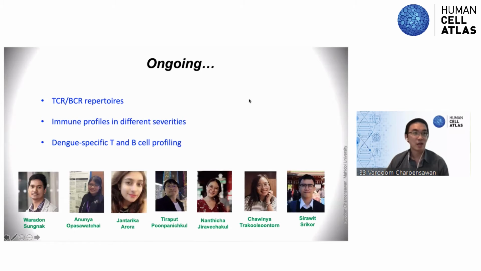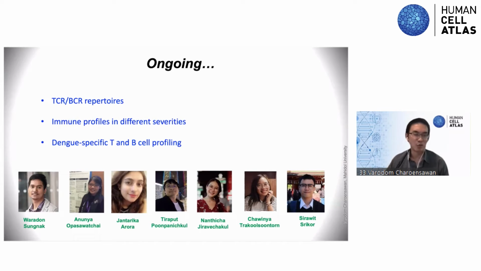So hopefully that would be the first of a series of what we're doing. Apart from that, our group is also working on other aspects of dengue infection, including using TCR and BCR repertoires. The data I showed you used 3', but obviously we can use 5' to do clonality expansion studies. We are also already doing immune profiles at different severities.